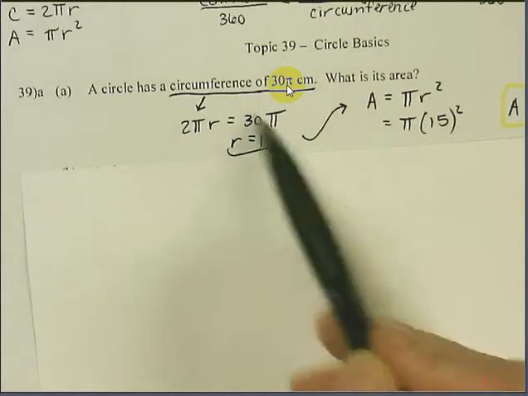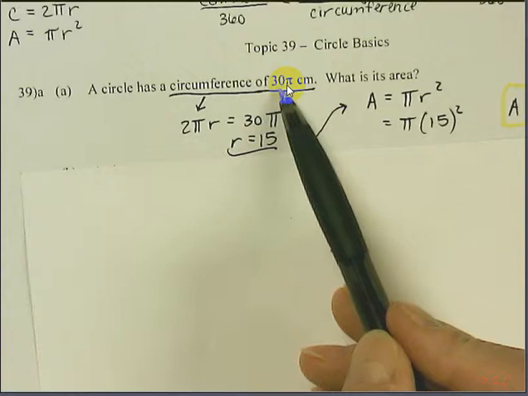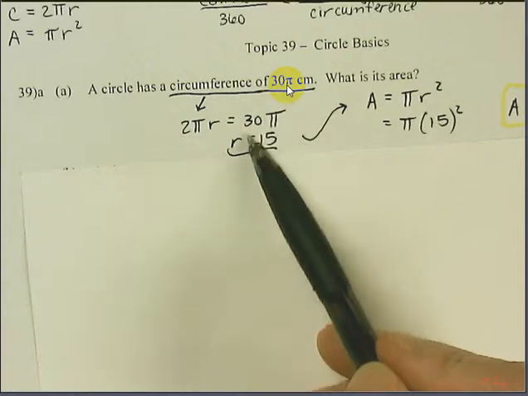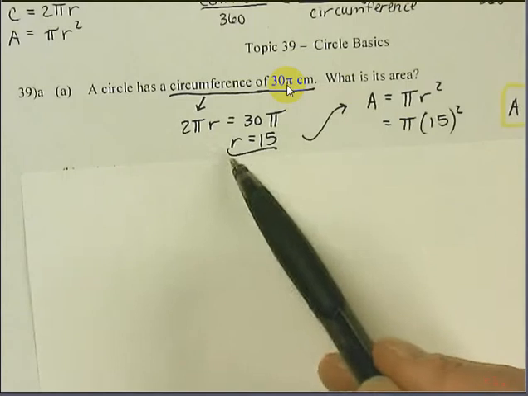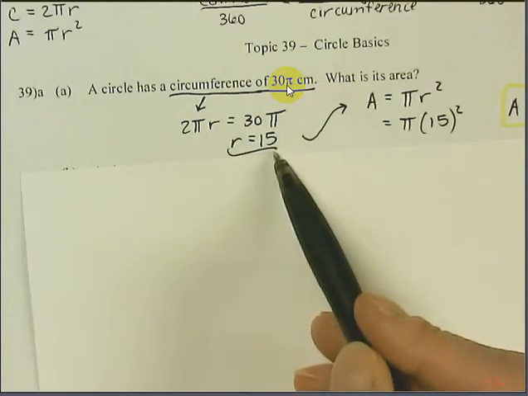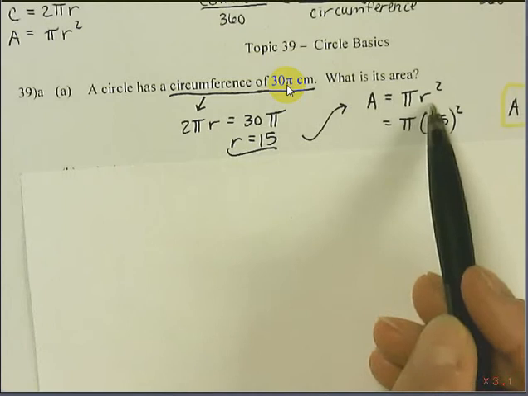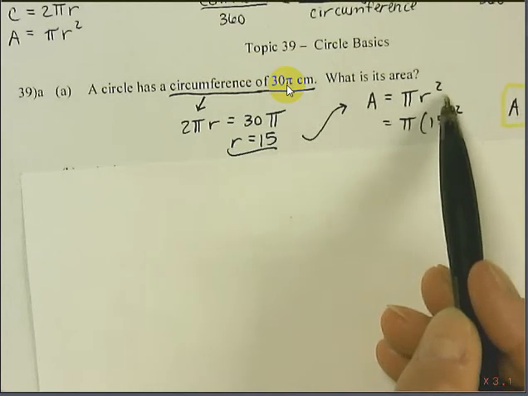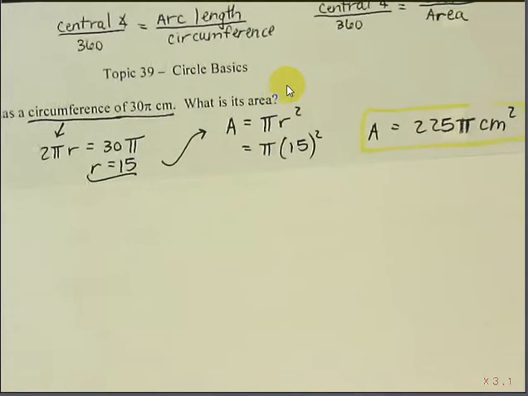Now if you can do this mentally, that's great. Looking at this, you can tell that the radius has to be 15, or setting up this equation if that makes you more comfortable. Either way, you should get the radius as 15. Now, after we get the radius, now we can find the area of the circle just by plugging in 15 into the radius. So we take 15 squared and multiply it by pi, so the area is 225 pi centimeters squared.